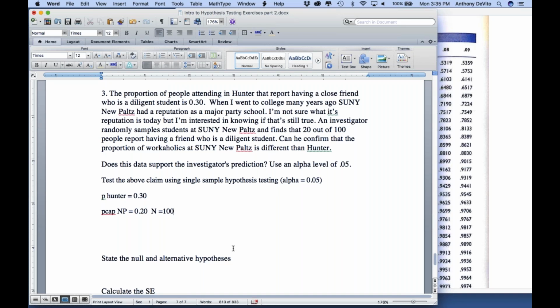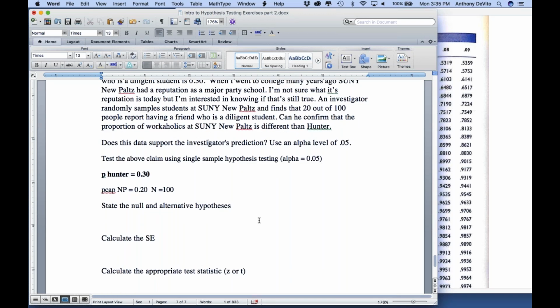Okay, so now let's state our null and alternative hypothesis. First of all, for Hunter, we're going to assume that that's a population proportion for Hunter, all students. But for New Paltz, it's going to be a proportion.